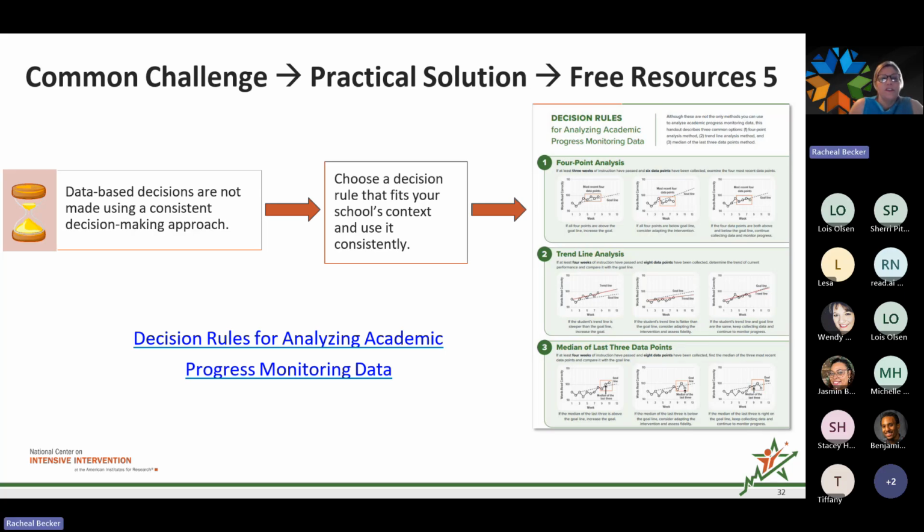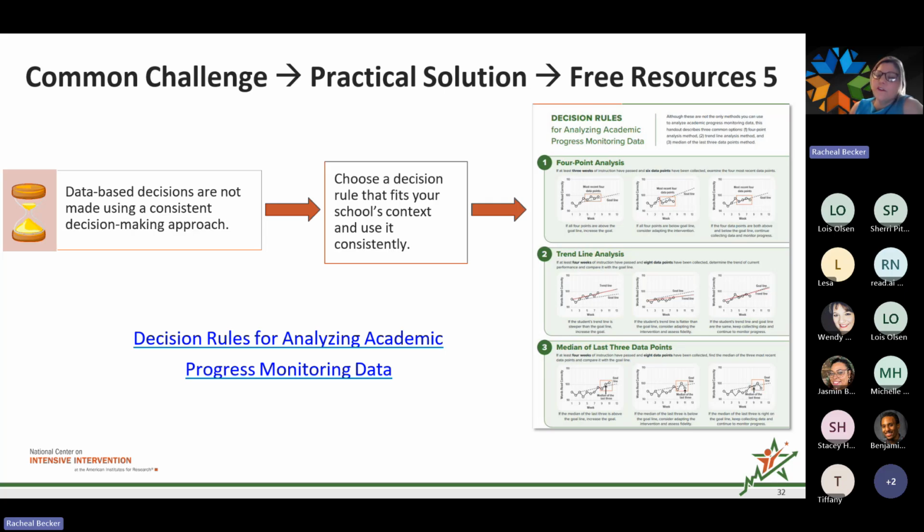So one of the common challenges is that decisions are not made consistently. So we'll graph the data, but we're not sure exactly what it means when we're looking at the graphs or how to interpret it. So once we set the goal, we need to make sure we have a clear way to decide if the intervention is working. There are three common ways to analyze progress monitoring data. And this is another great resource that really dives into explaining the different types of decision rules.